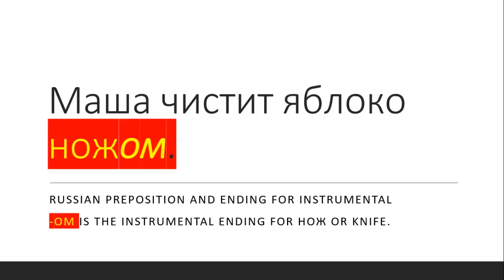I'm not going to talk about Masha and yabloko because I already talked about those. Masha is in nominative, yabloko is in accusative. Nozhom, that object, is in instrumental. And so the om is the instrumental ending for nozh. So that's it. Obviously, there are other uses for genitive. It's a little more involved than this, but this is the basic idea of cases.